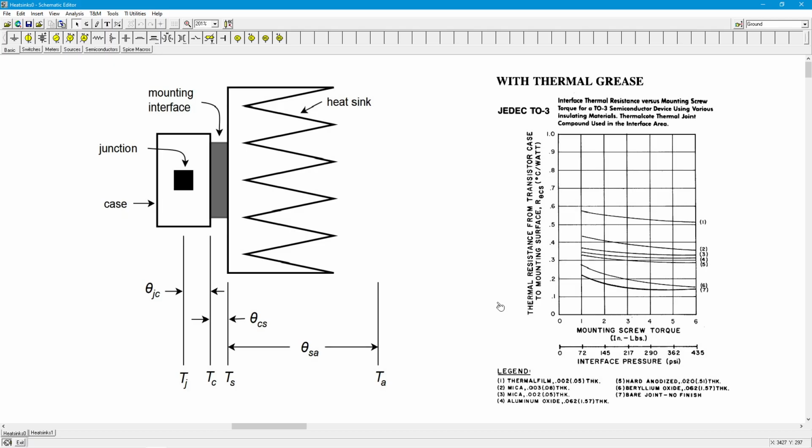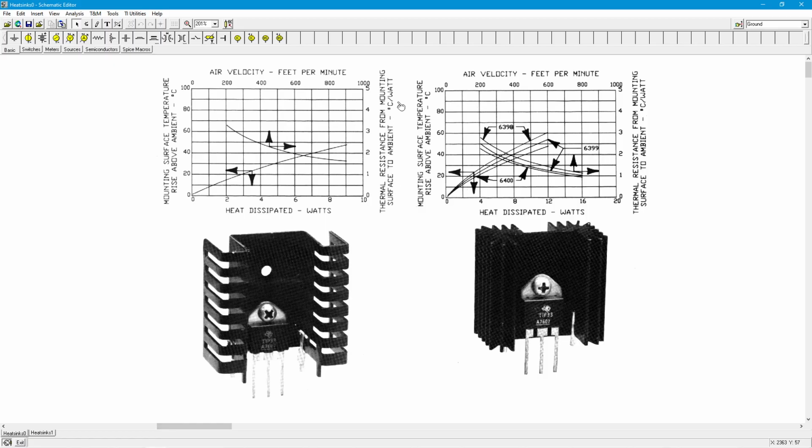Now, the last thing is, right, we pull the theta SA from the heatsink data sheet, right? That's what this is.